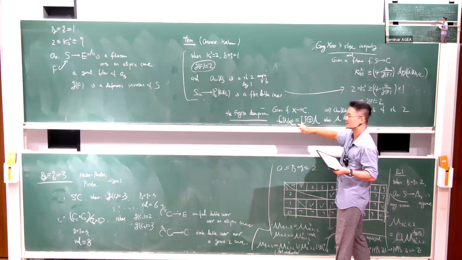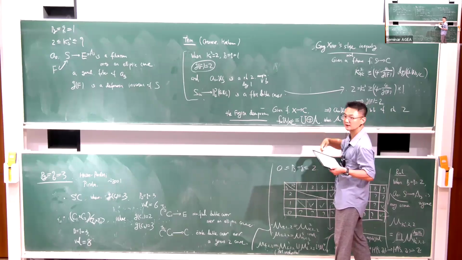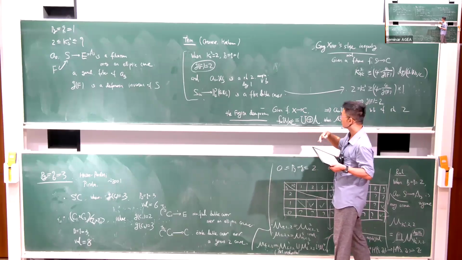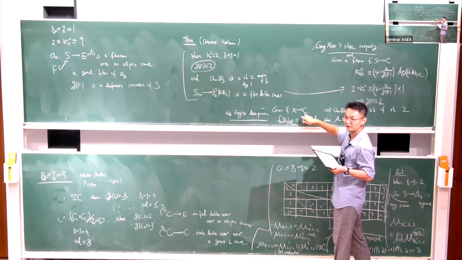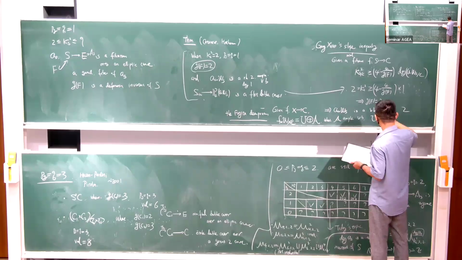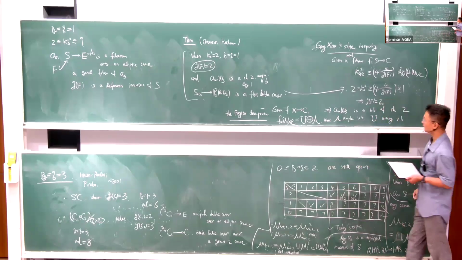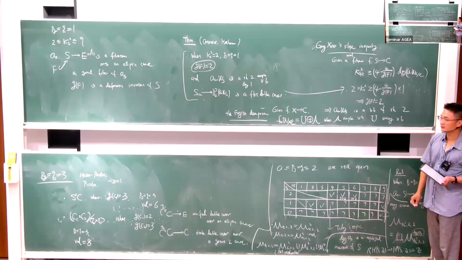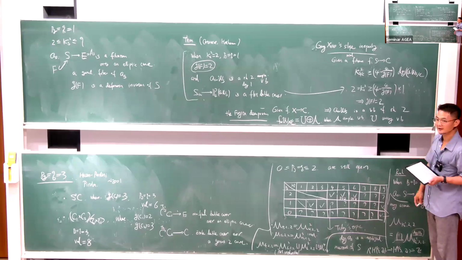Unitary vector bundle means that this vector bundle is constructed via a unitary representation of the fundamental group of C. Okay, U is a unitary vector bundle. So this is the quite general Fujita decomposition.